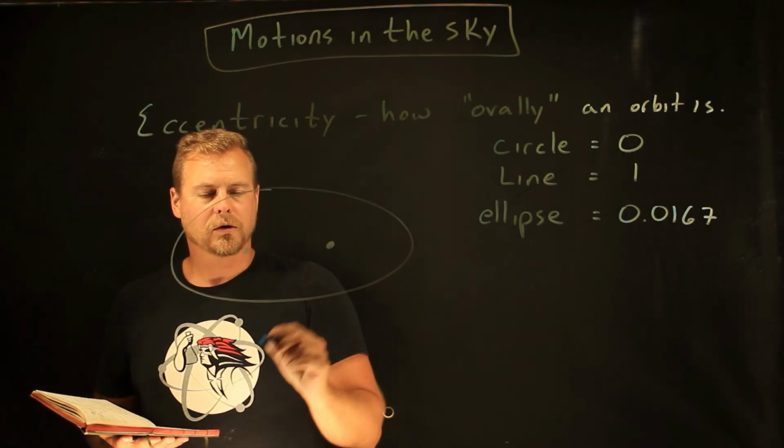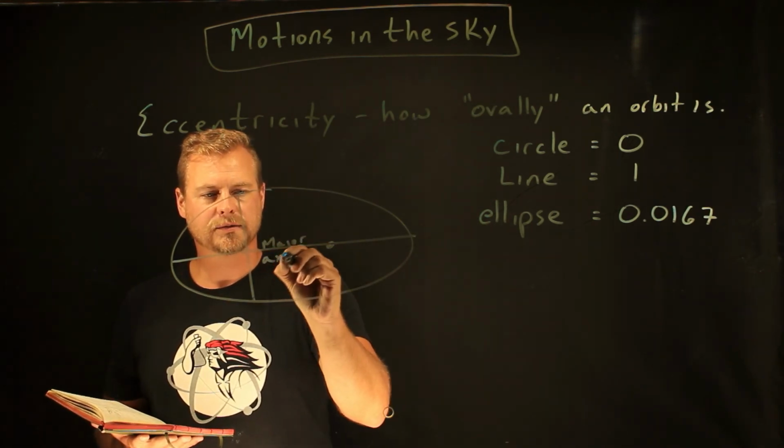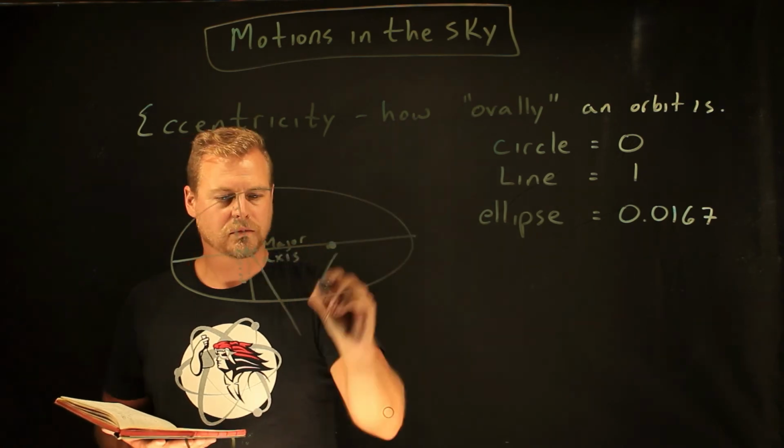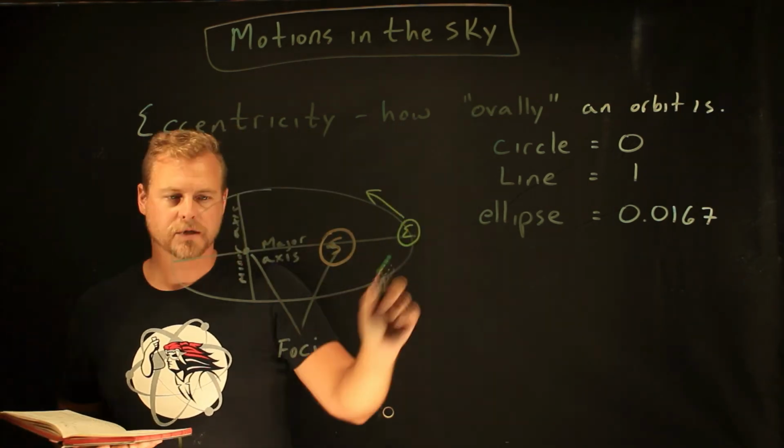For planetary orbits, you have two foci. You've got the major axis, minor axis. The sun is located at one of those foci.